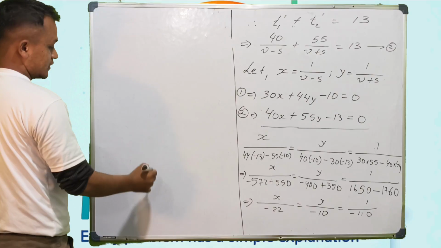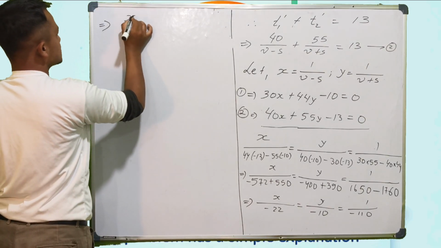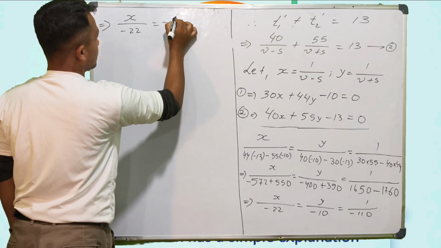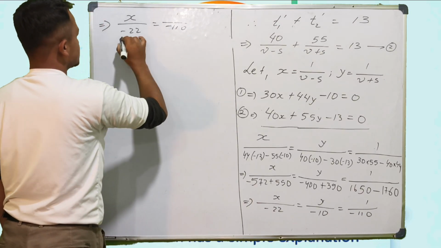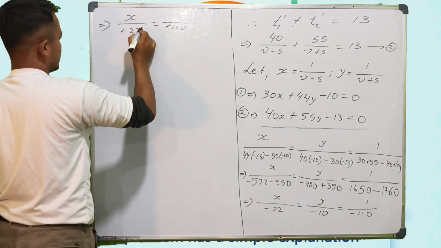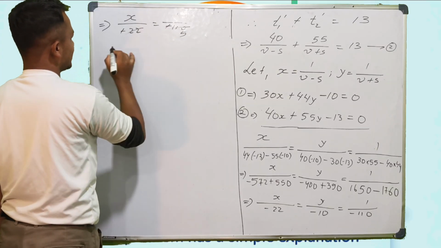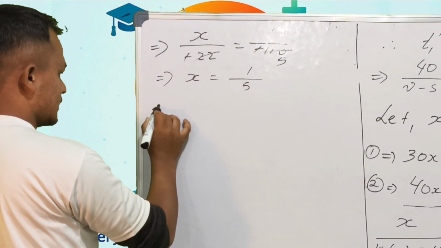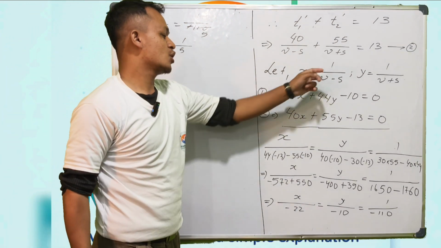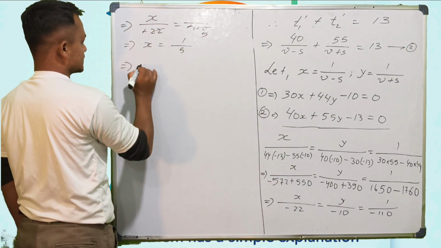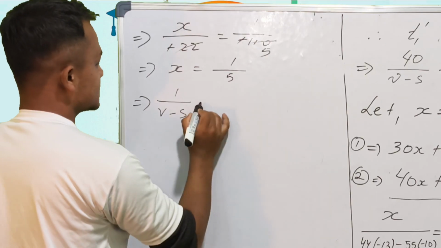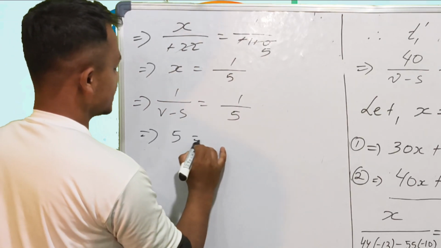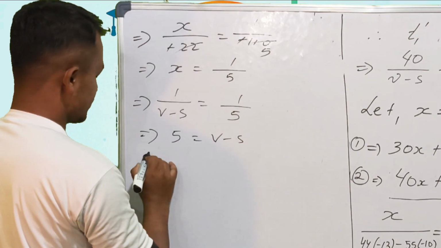Okay, from the given equation, we can say that x divided by minus 22 is equal to 1 divided by minus 110. So minus can be cancelled out, and 22 into 5. So x is equal to 1 by 5. And in place of x, we can substitute back 1 divided by v minus s. So 1 by v minus s is equal to 1 by 5, and then cross multiply, you get 5 is equal to v minus s.